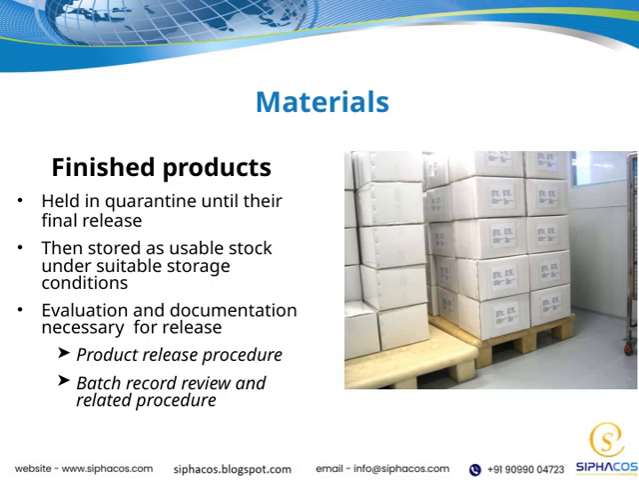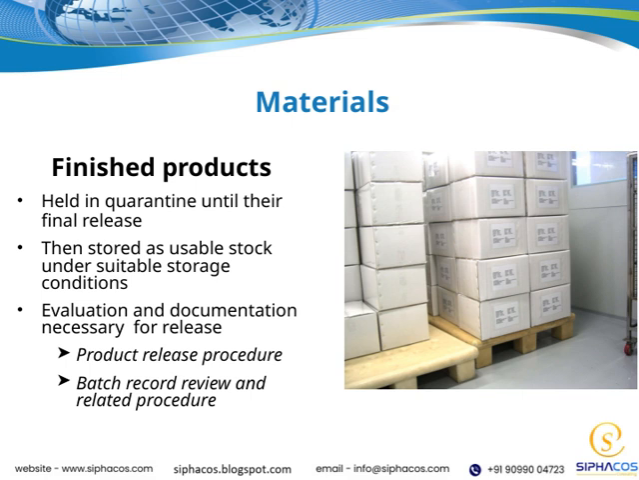Now, let's talk about finished products. Once they are manufactured, they are held in quarantine until we give the final go-ahead for release. This quarantine period is essential to ensure that the products meet all quality standards before they are distributed. After this, they are stored as usable stock under appropriate storage conditions to maintain their integrity and efficacy.